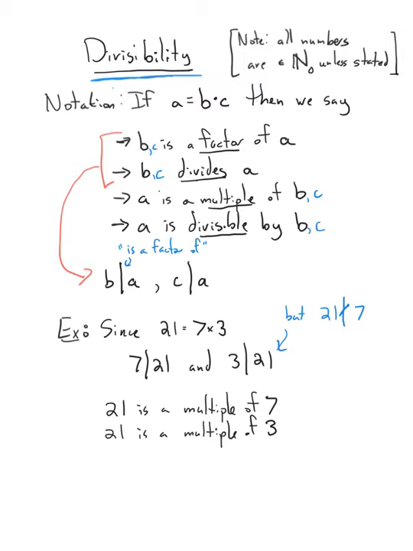I do want to make one note here. If we write a is a factor of b, that means that b equals a times some number. We don't know anything about the other number per se. So b equals a times c for some whole number c. That's going to be important.